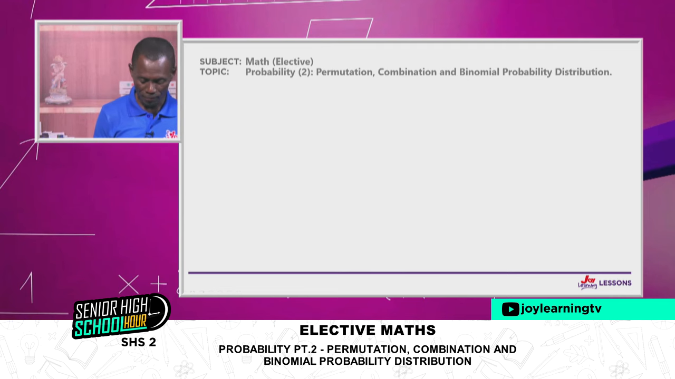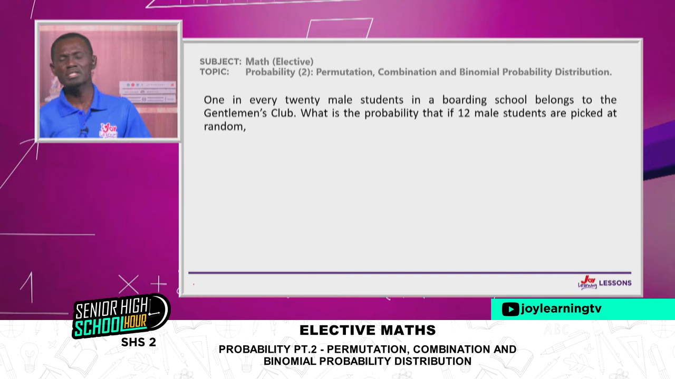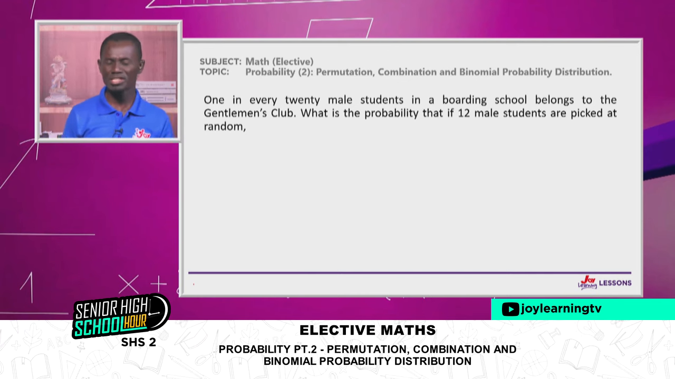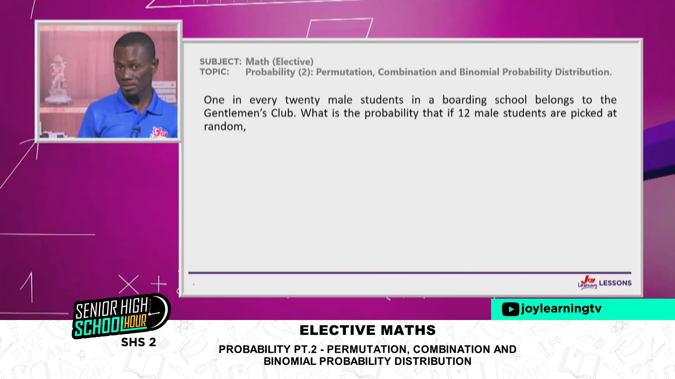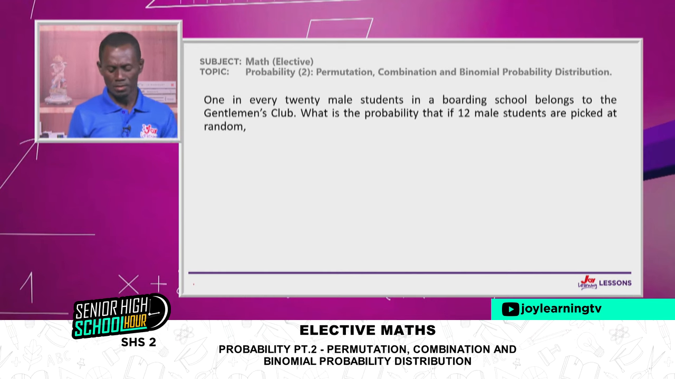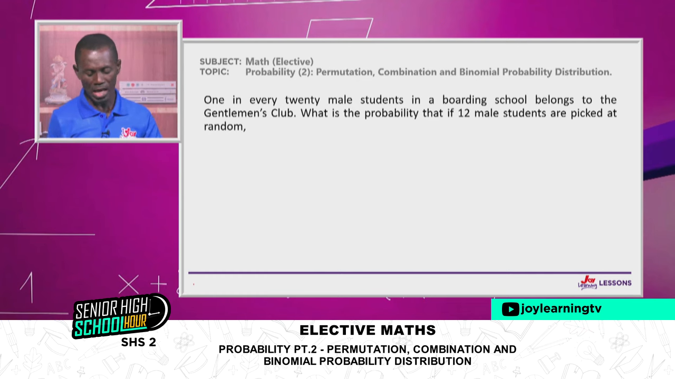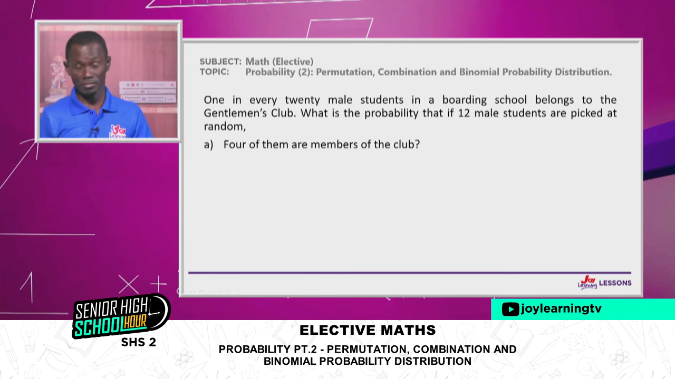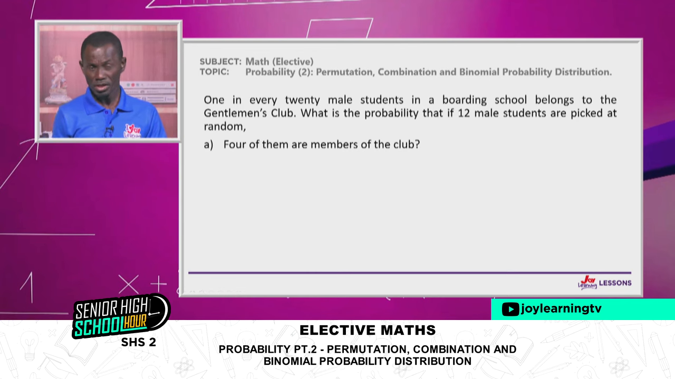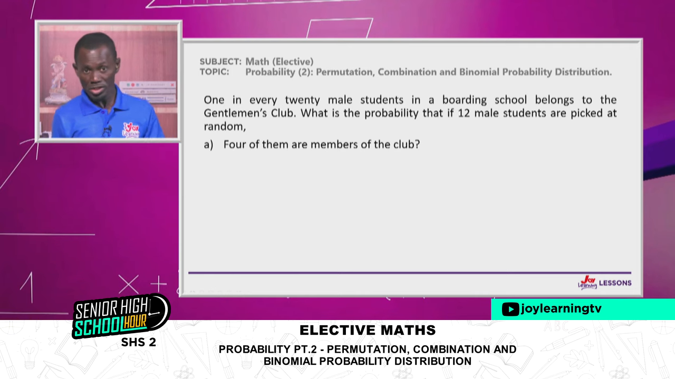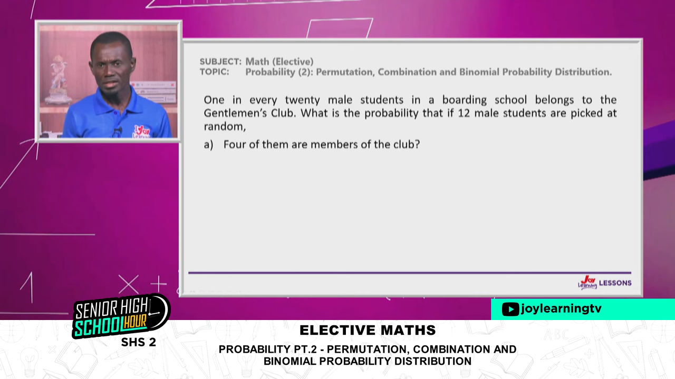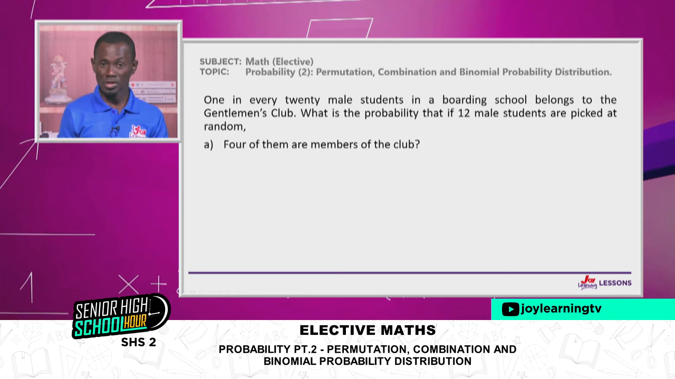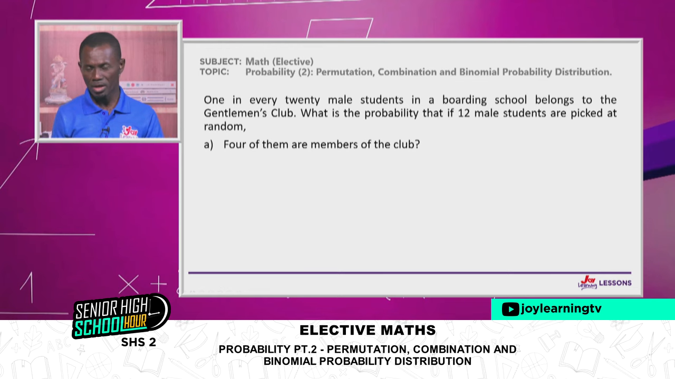A quick example here. In every 20 male students in a boarding school, 1 in every 20 belongs to the gentleman's club. There's a club like that. Now, the question is, what is the probability that if 12 male students are picked at random, 4 of them are members of the club? So there is a club, but we don't know who is a member and who is not. But what we know is that in the school, 1 out of 20, so let's say the school has 100, it means 5 of them are members of the club.